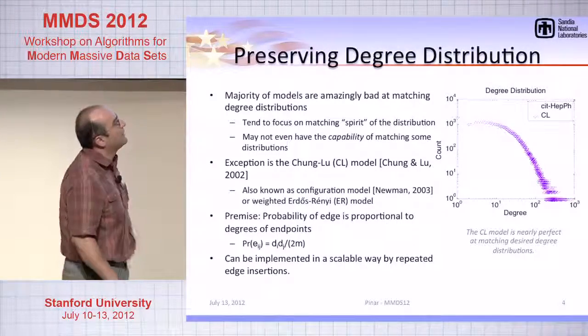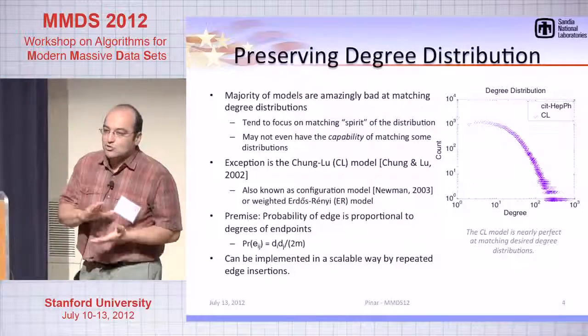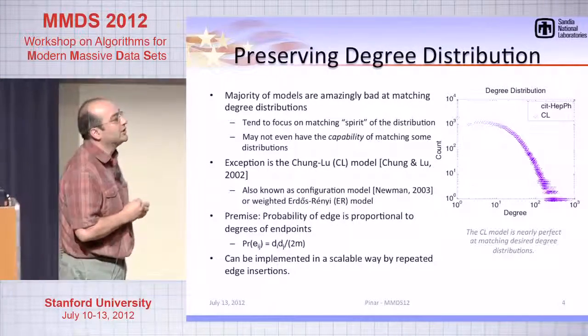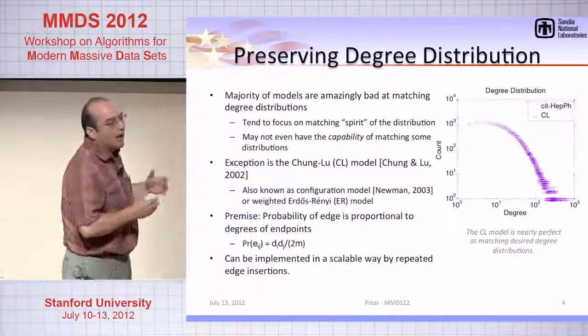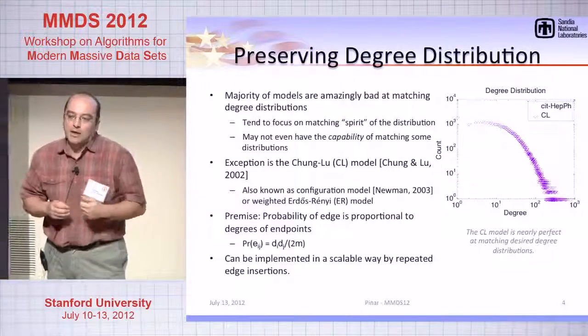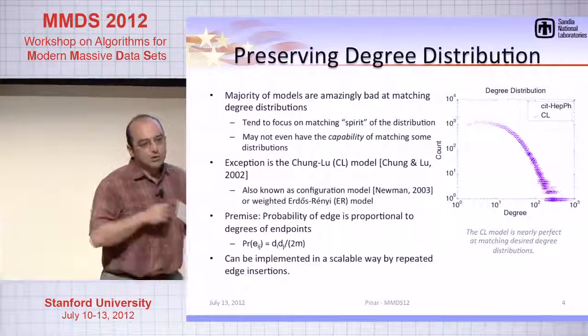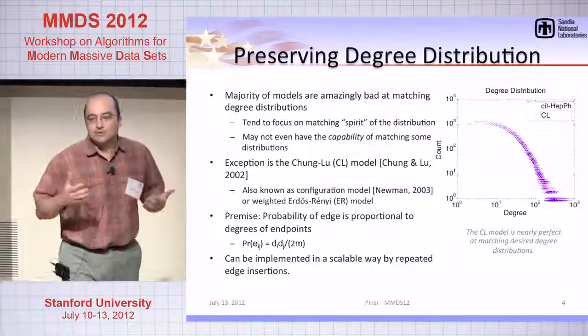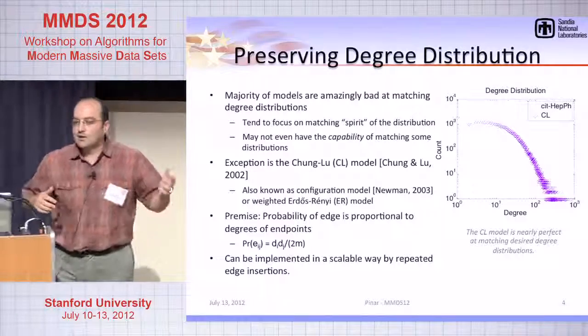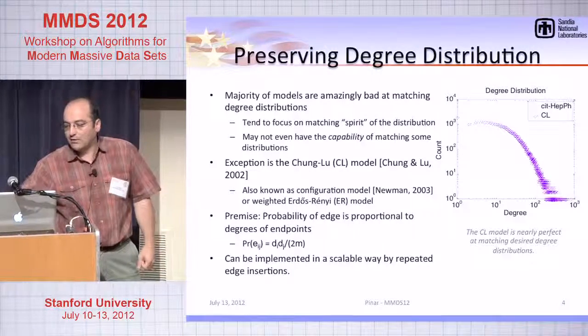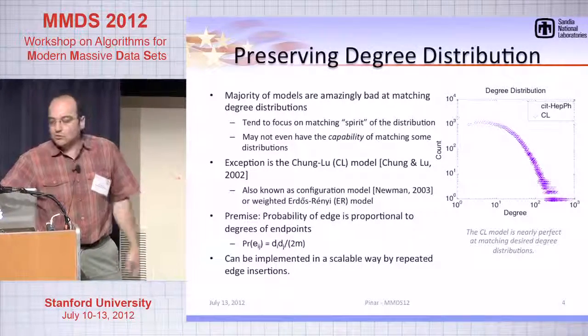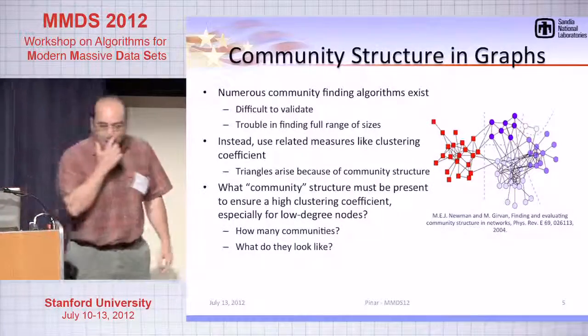There you see these red and blue dots. They're just overlapping because Chung-Lu can regenerate a given degree distribution. And if you want to implement it in a scalable way, instead of flipping a coin for each potential edge, you repeatedly insert edges. You only insert m edges, and essentially you'll generate a graph. All right, so degree distribution is not a big problem. How about the second one?